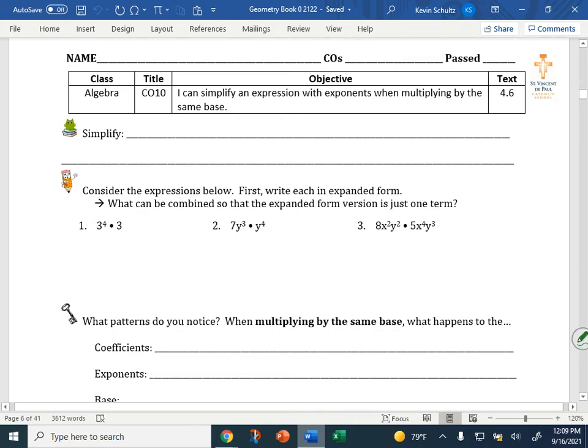Good day, geometry. We are continuing our trek through missed algebra with CO10, simplifying an expression with exponents when multiplying by the same base. The good news is you did this before last year in PO44, and it ties directly to it, which is also on your entrance exam for this year. So if any of these rules are going to click, like, oh, I gotcha, then it's going to be this one here, okay?